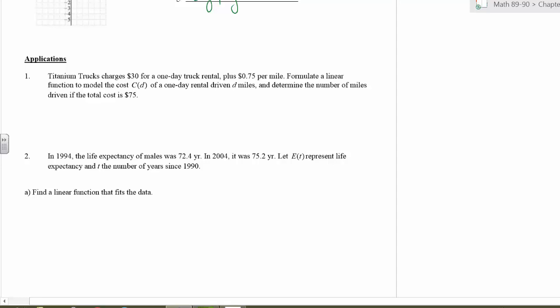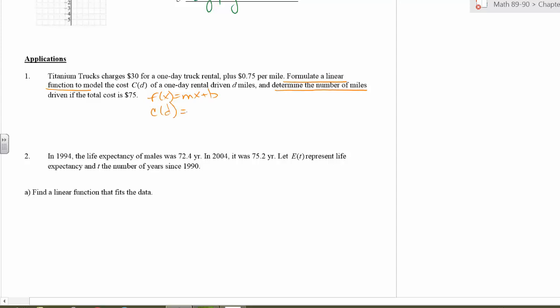All right, so we got two parts. We got determine the number of miles, and then we've got to formulate a linear function. So I like to do these problems because sometimes the directions leave a little bit to be desired. So a linear function just means we need to come up with something of the form f of x equals mx plus b. But instead of f of x, they want us to use C of D.